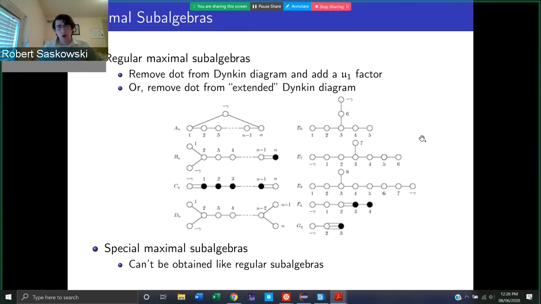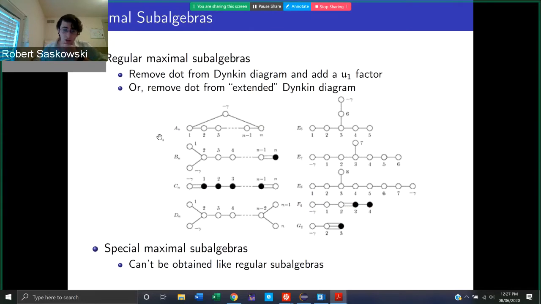Now, these extended Dynkin diagrams are defined in a particular way by adding an extra root labeled minus gamma. Obviously, you don't want to remove the minus gamma, otherwise you get back to what you started with, which is somewhat tautological and not very interesting. But you take these, you remove any dot of your choice, and you reinterpret it, and this gives you some new subalgebra, which is going to be a regular maximal subalgebra.